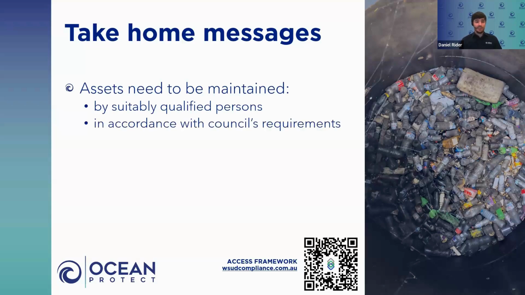And also, it should be done in accordance with council's requirements. Council is the regulatory authority for the management of these assets and infrastructure.